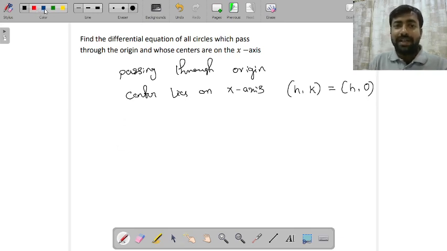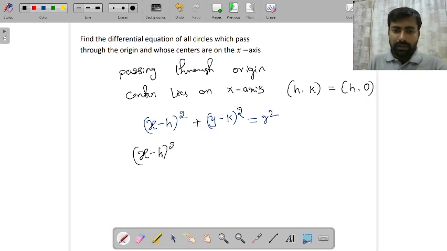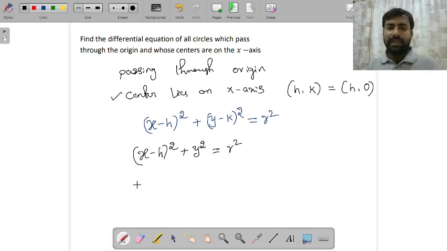And we know what is the standard equation of a circle, right? With center h comma k and radius r. So the equation is x minus h whole square plus y minus k whole square equal to r square. Here we know what k is. K is 0. So let me write it. So this is x minus h whole square plus y minus 0, which is nothing but y, so y square equal to r square. So we are done with this point, that is, center lies on the x-axis.